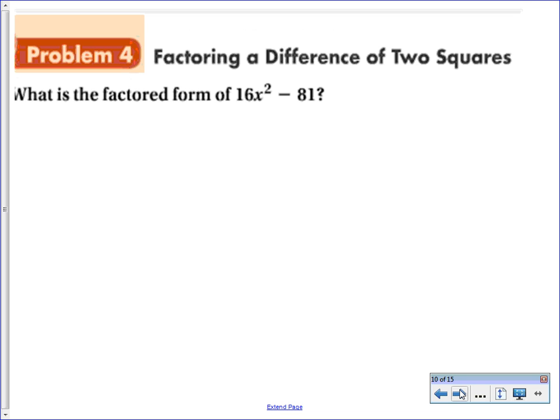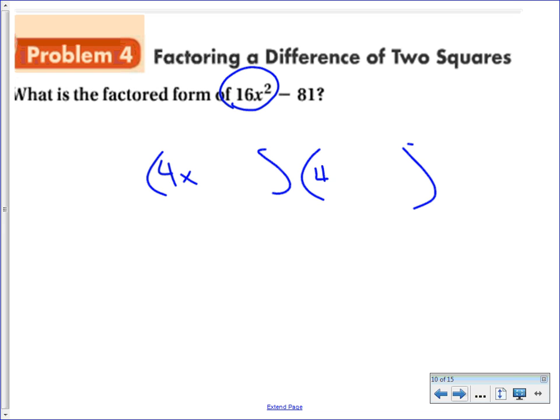All right, and this would be probably one of the harder ones, guys. This is still the quick method because you know it's just the two terms. So I put two sets of parentheses like so. The square root of 16x squared is 4x. That goes in the first spots. The square root of 81 is 9. Making sure this is a negative. One of them is a plus, the other is a minus, and you're done.